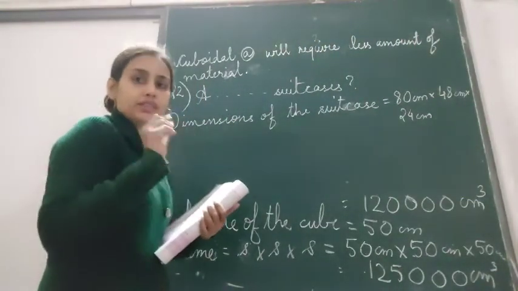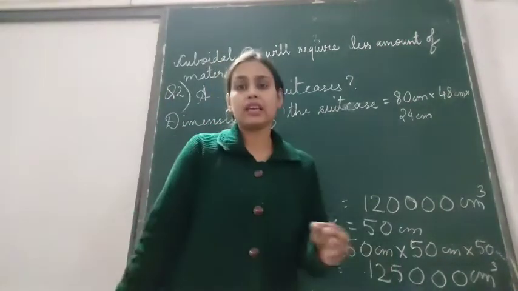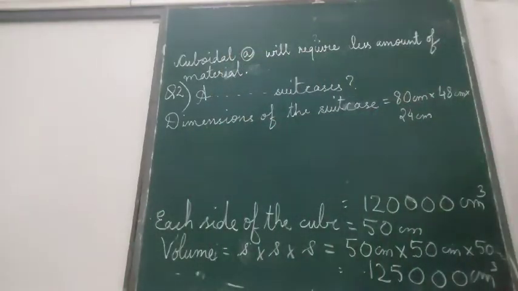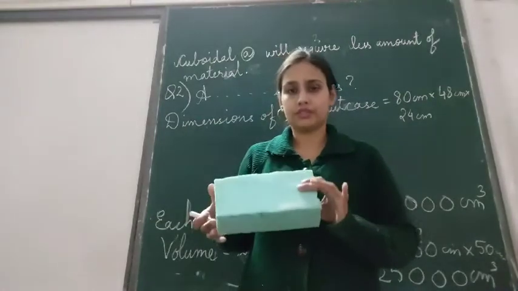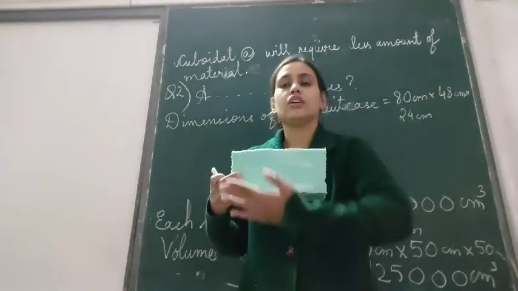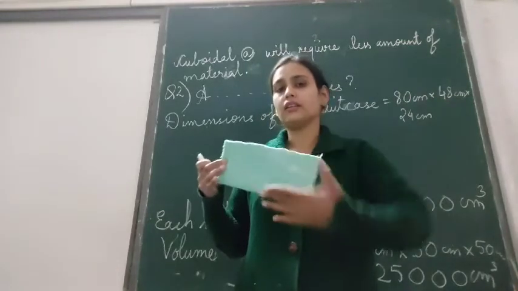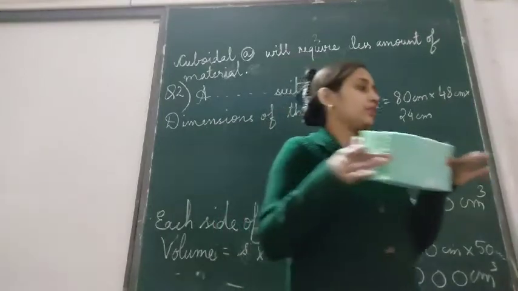First we find the total surface area. Why are we finding the total surface area? Because we have to cover the suitcase with a cloth. Suppose this is the suitcase. If you are covering it with a cloth, you will cover its outer part. That means you have to find the total surface area. So let's find out the total surface area.